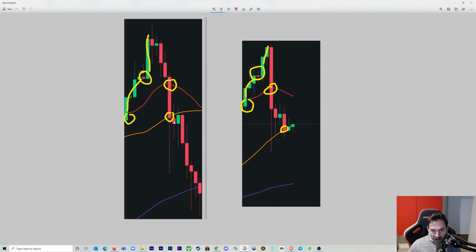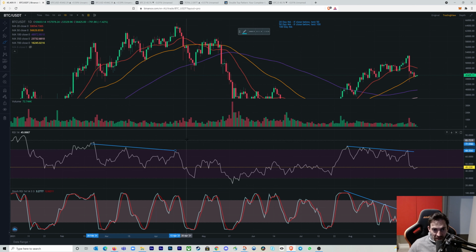Then in April, we had these two smaller candles right here going sideways, and that's what we've done right now. And both of those candles both closed underneath the 50-day moving average. And right now we're closing pretty much right on it. So you can maybe argue that we're on it, but it's so similar, it's uncanny. So in terms of the price action and the moving averages, we're very, very similar to what happened in April.